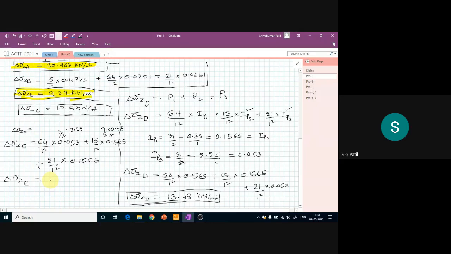Third load is 21 kilo. Z square, no, it is 1 square. That's why I written only 1. So in 3, so 1.1565. 0.15 sigma Z at, what is the answer? 9.026 kilonewton per meter square.